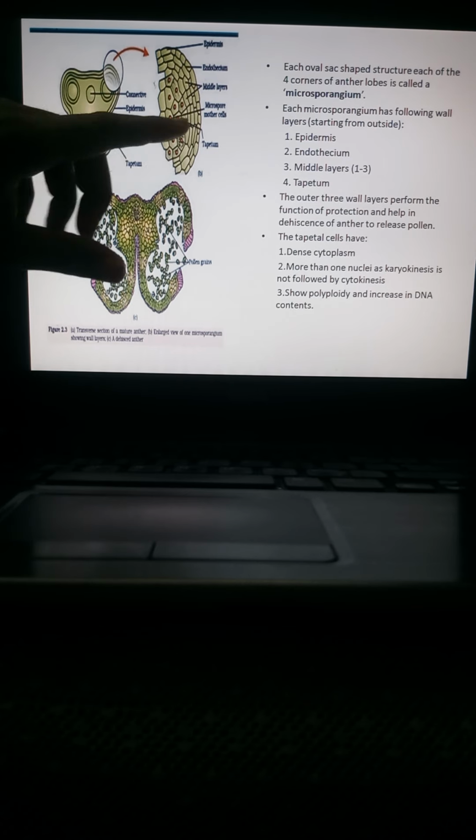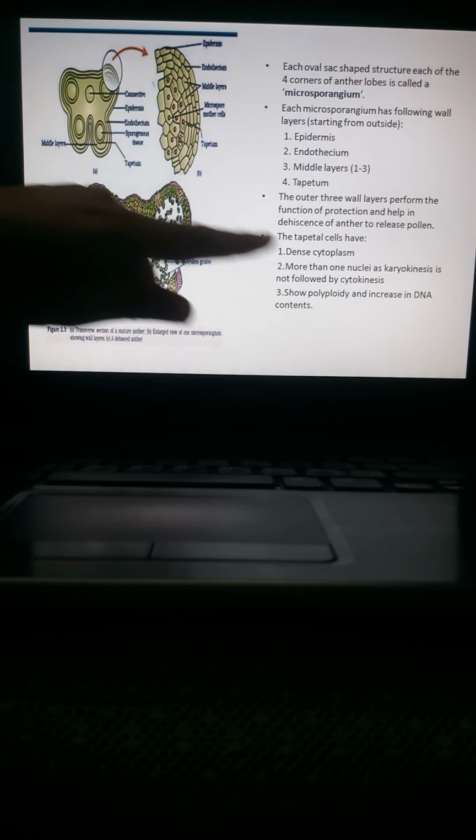Because nuclear divisions are taking place inside the tapetum, but those nuclear divisions are not followed by cytoplasmic divisions immediately, which results in more than one nucleus present inside the same cell. And they also show polyploidy and an increase in DNA content. Unusual divisions are taking place, nuclear divisions in the tapetal cell, due to which the ploidy of the cells has increased, the cytoplasm is very dense, and no cell walls are being formed after nuclear divisions.